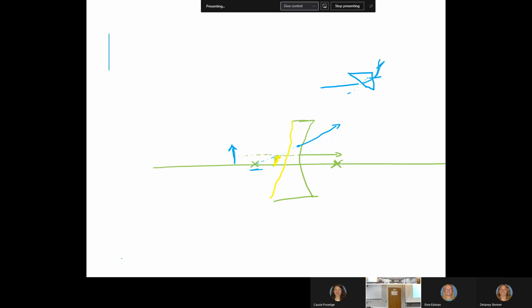So here we get an upright, demagnified image, and it's not a real image, it's a virtual image again. It is not formed by the intersection of the light rays, but rather by where the light rays appear to originate. I have to use those projections. It's because this lens diverges those light rays. Those light rays appear to originate from an image located here.